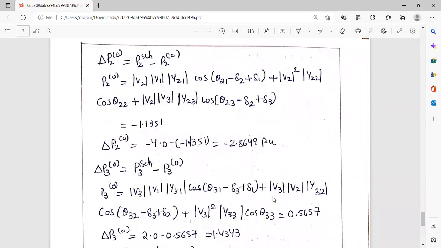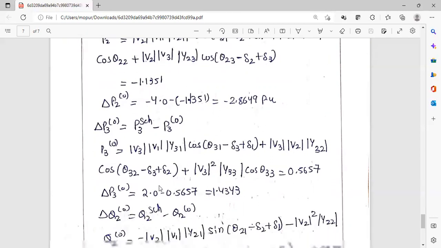After getting B dash and B double dash, again you should find the scheduled power, thereby the residual powers. In the residual powers, we had Y31 cos theta 31. This Y31 is the magnitude of the 31 element, and this theta 31 is the angle of the 31 element. These Y31 and theta 31 will be obtained from the polar form of the corresponding rectangular form element. These del are the angles. Del 3 is the V3 corresponding angle. Del 1 is the V1 corresponding angle. So you will obtain this.